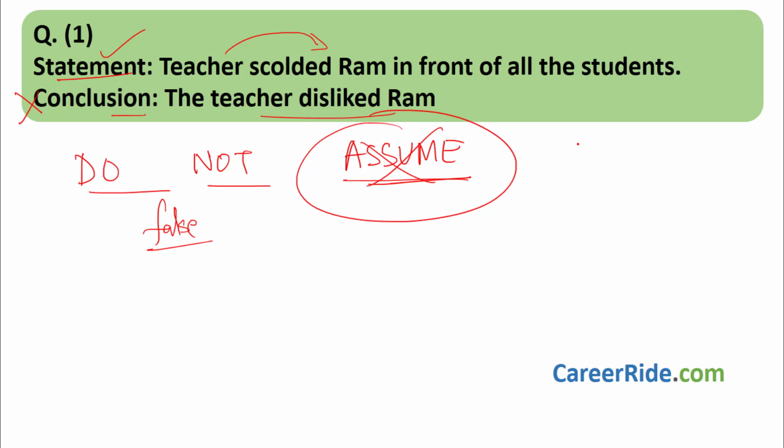If the statement given is that earth is flat, then we have to take it as true. You should not say, no, the earth is a sphere, so the statement given is wrong. No, you have to consider only the given statement. Don't assume anything. Teacher disliking Ram is nothing but us assuming that the teacher disliked Ram, but the teacher scolded Ram and the reason might have been different. So remember, do not assume. This is the first tip.